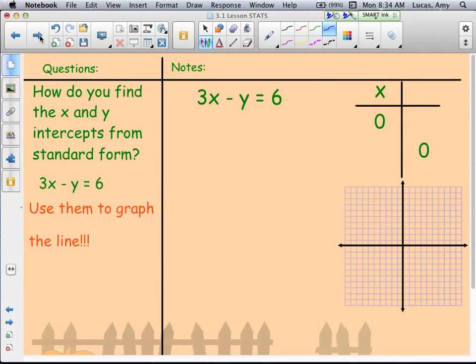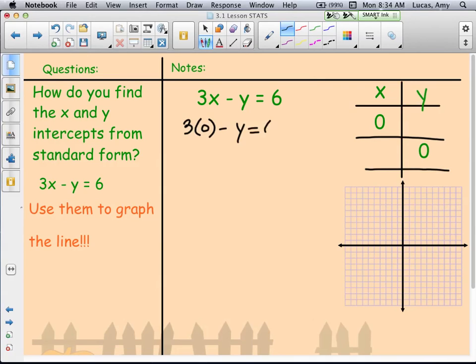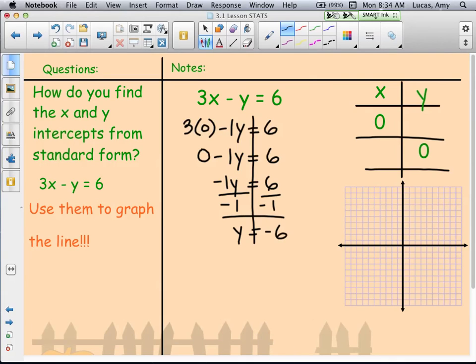Another example just like that last one. So again, I'm just going to plug in 0 for x. Looks like this. 3 times 0 is 0. 0 minus y equals 6. I'm going to put a 1 in front of that y. So 0 minus 1y would be negative 1y. That equals 6. I divide by the negative 1, so y equals negative 6. So my y-intercept on the y-axis, negative 6, would be down 6 like this. There's my y-intercept.